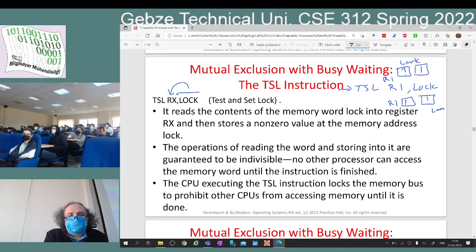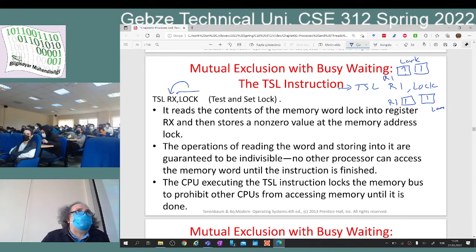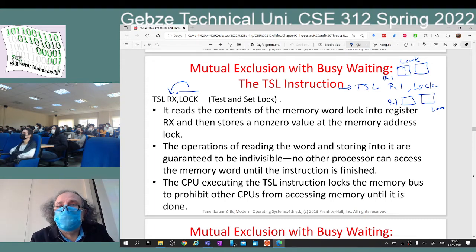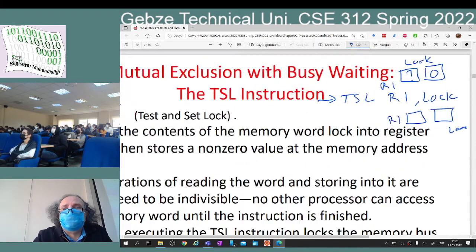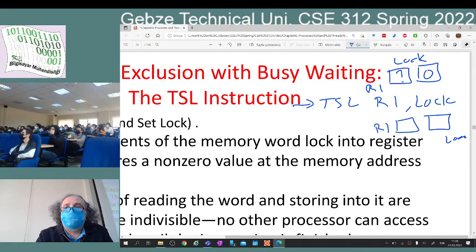So what is so useful about this instruction, you might say? Well, listen, if lock is really a lock variable, I am both reading its value and making it one at the same time. Then when you check the value of R1 later, if R1 turns out to be zero, that means you got the lock. If R1 is one, you don't get the lock. So let's run this again. At the beginning, lock is zero. That means lock is available. I can enter the critical region. Run this instruction. After running it, R1 will become zero, lock will become one. So when I check R1, if R1 is zero, that means I got the lock. And lock is automatically one now. It is both set at the same time.